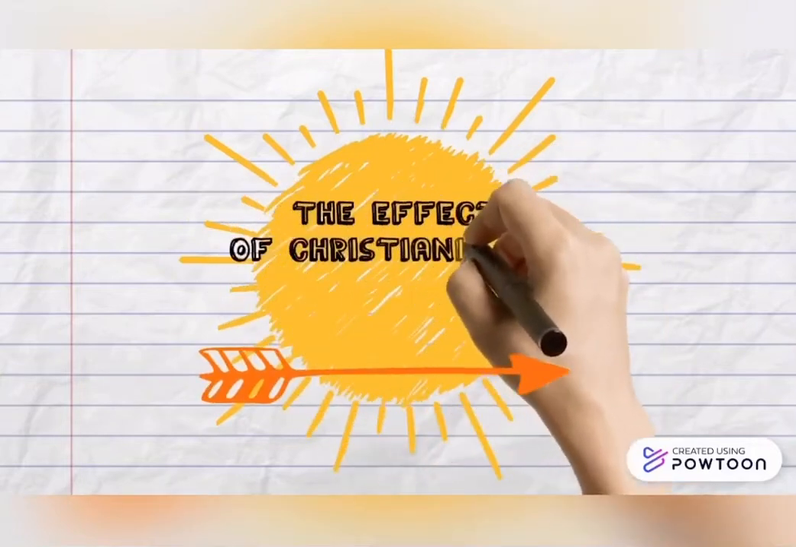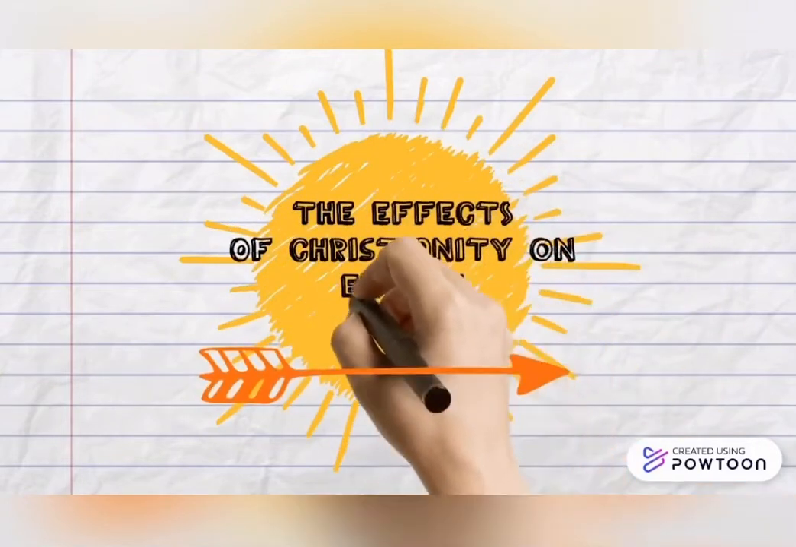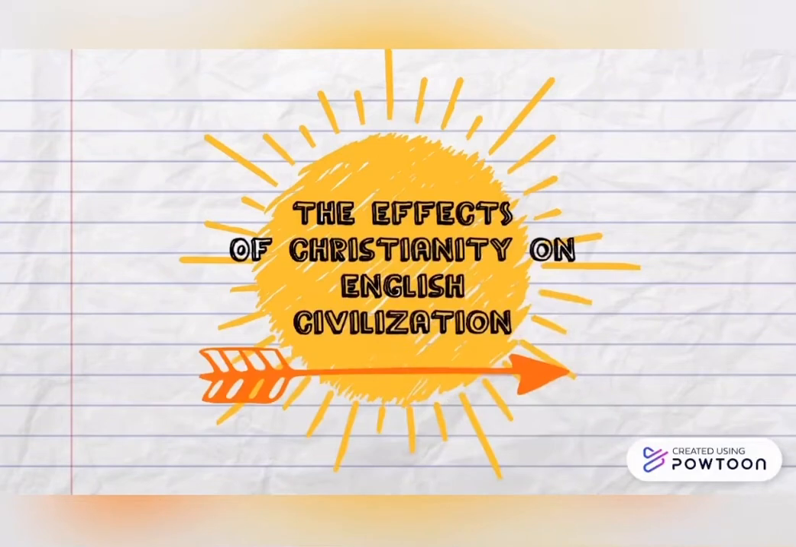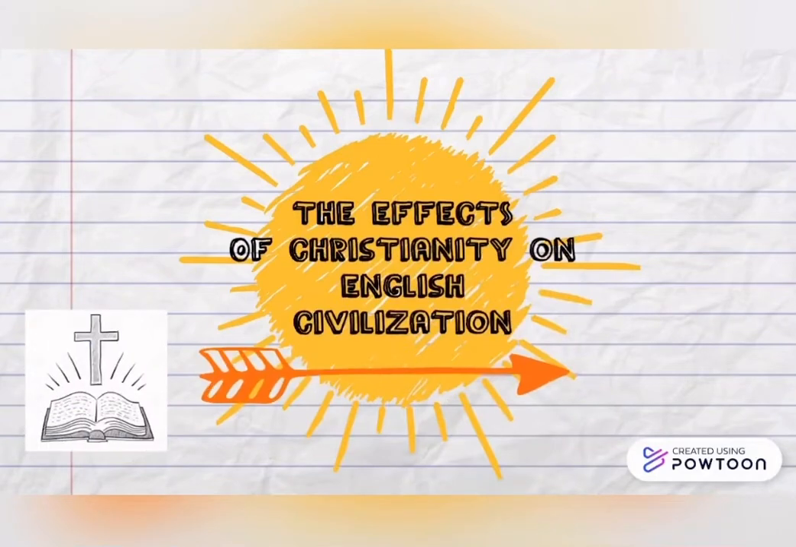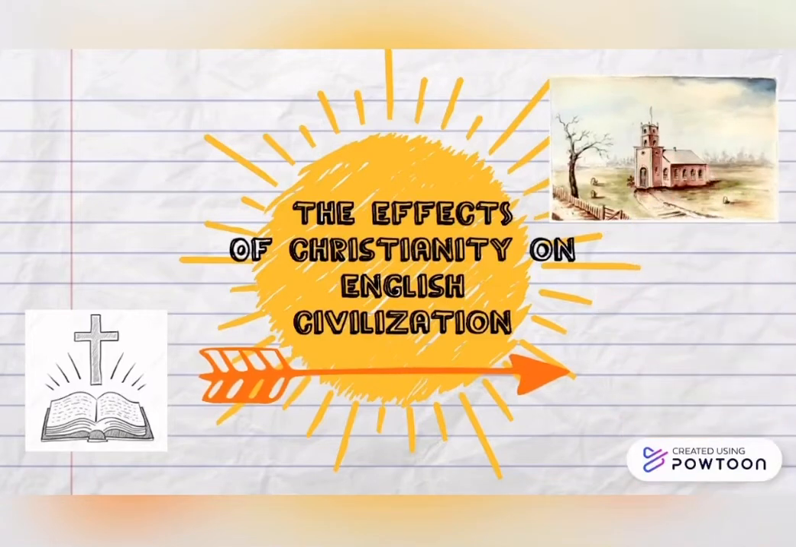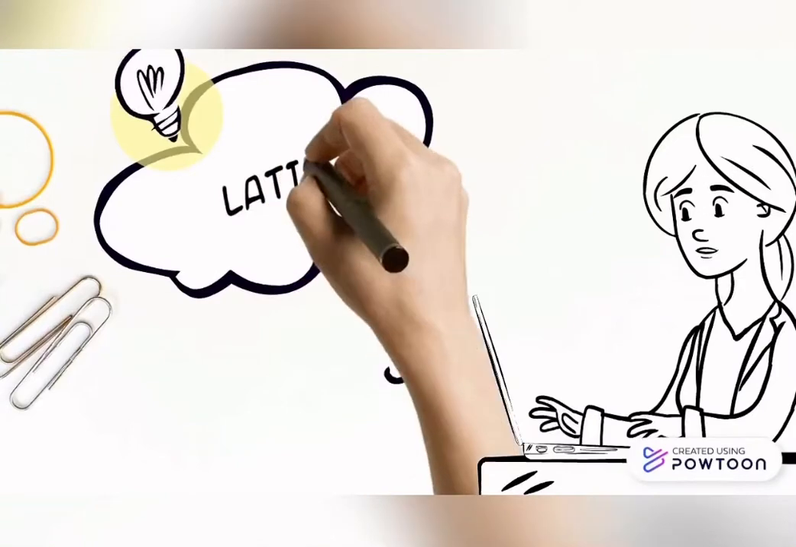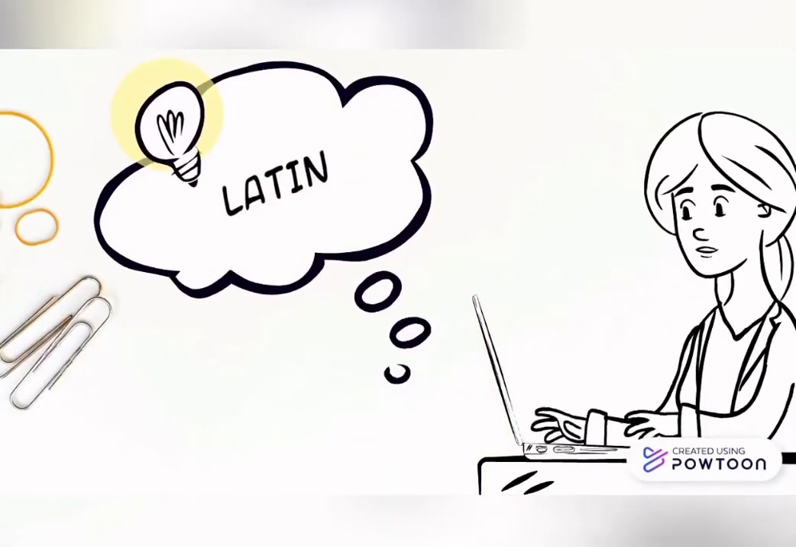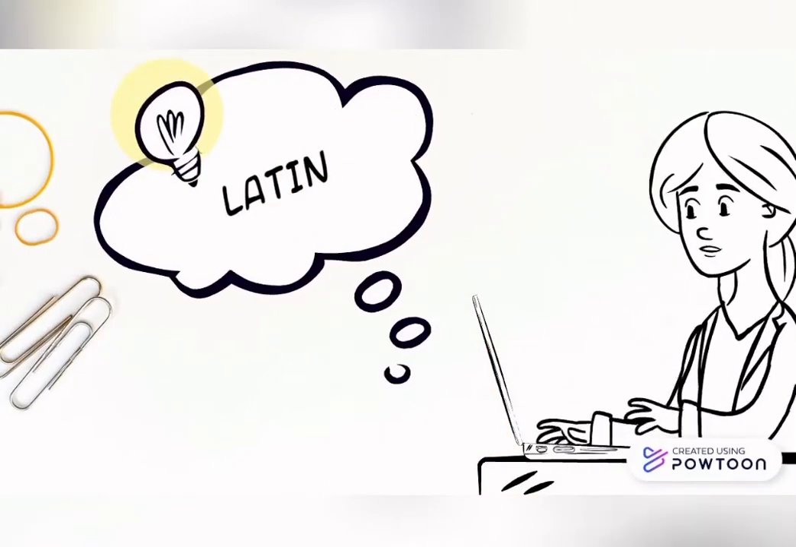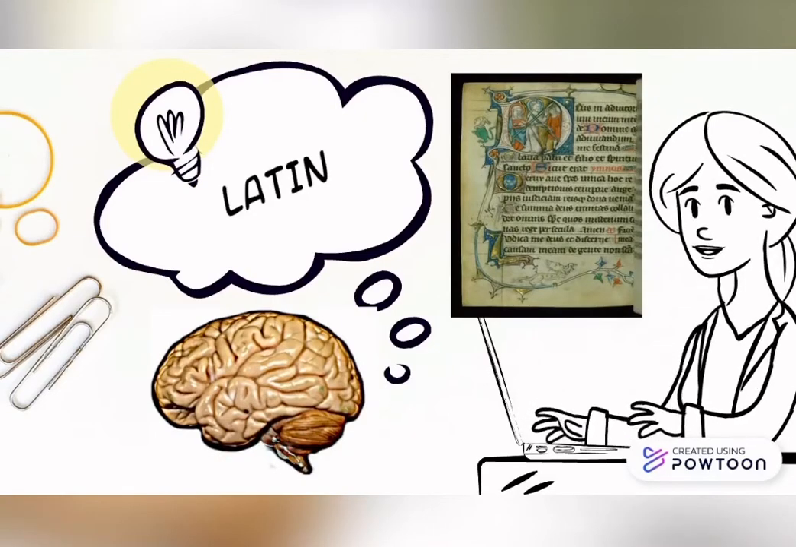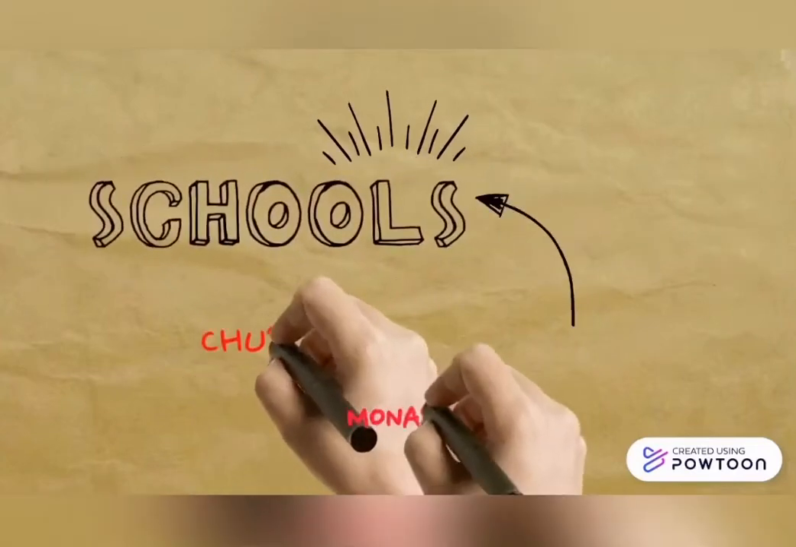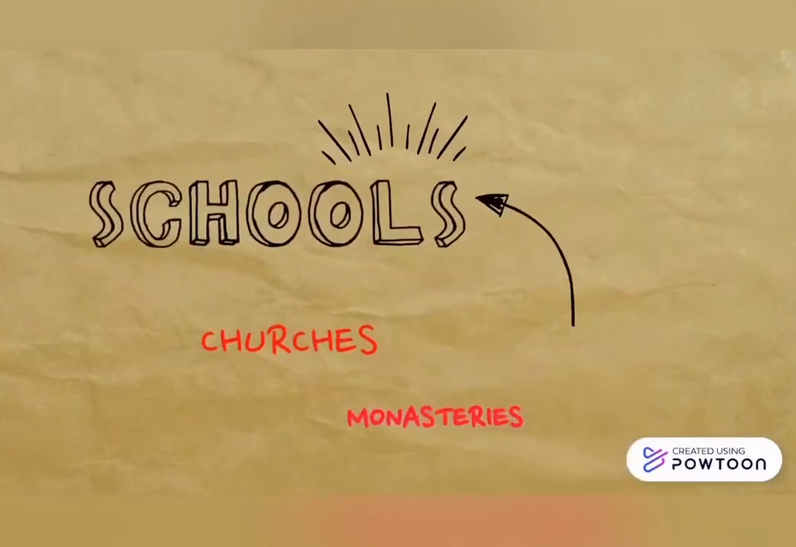The next topic is about the effects of Christianity on English civilization. The introduction of Christianity meant the building of churches and also the establishment of monasteries. Latin, the language of the services and of ecclesiastical learning, was once more heard in England. In addition, schools were established in most of the monasteries and larger churches.